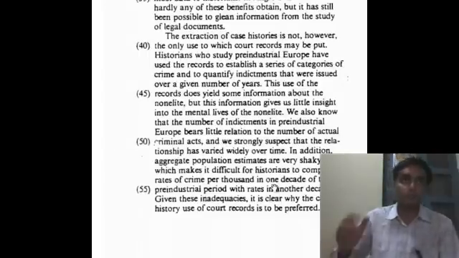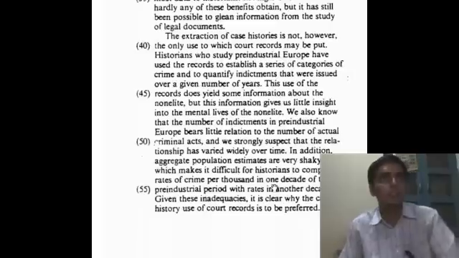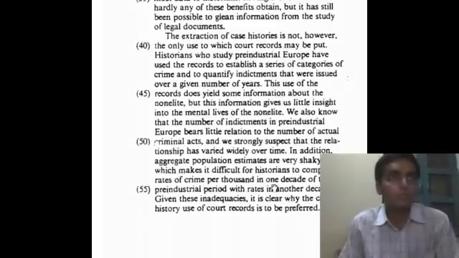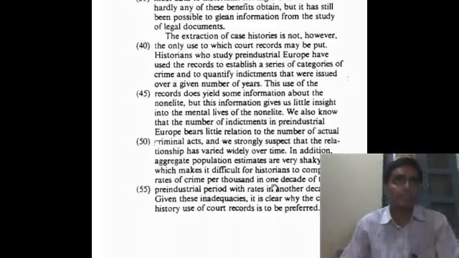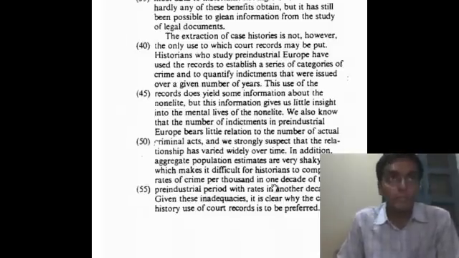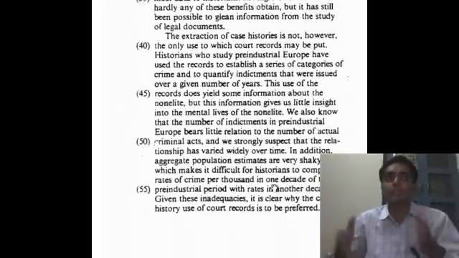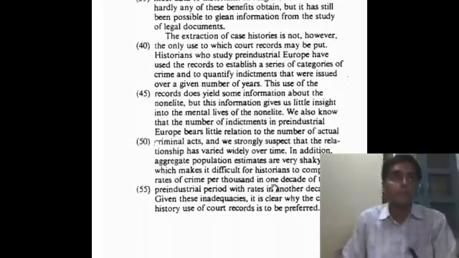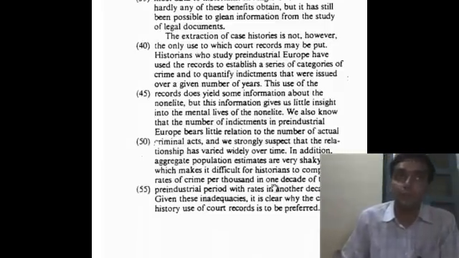In Anglo-Saxon countries, hardly any of these benefits obtained, but it has still been possible to glean information from the study of legal documents. Okay, let's move ahead. The extraction of case histories is not, however, the only use to which court records may be put.